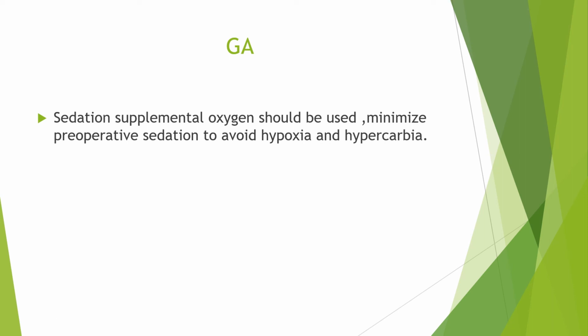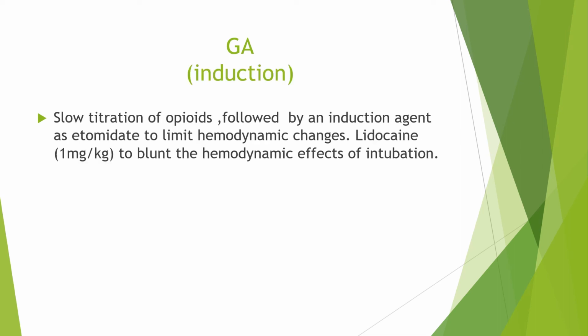Of course, they know these two will increase systemic vascular resistance and put strain on the right ventricle, which may fail. As we said, induction should be slow: slow titration of opioids, which are known for hemodynamic stability, followed by an induction agent, intermediate, to limit hemodynamic changes. Of course, we don't have an intermediate, so use Diprivan only, with a small dose injected slowly. Lidocaine can be used, 1 ml per kg, to blunt the hemodynamic effects of intubation.